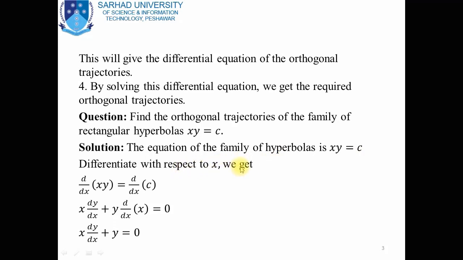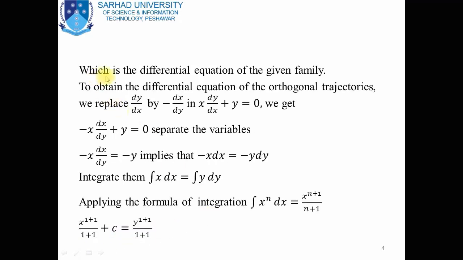Differentiate this equation with respect to x. By the product rule, first times the derivative of the second plus second times the derivative of the first, and the derivative of c is 0. Now x dy by dx plus y, since the derivative of x is 1. So we obtain x dy by dx plus y equal to 0. Now this is the differential equation of the given family of curves.